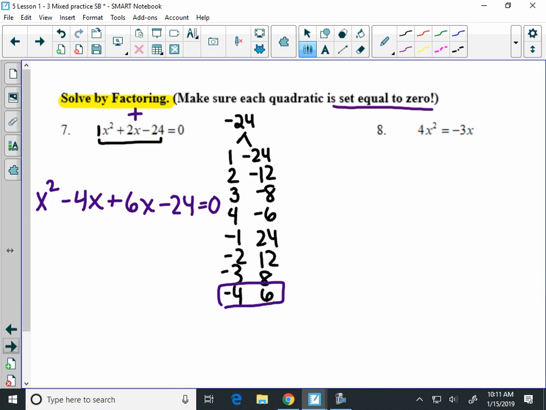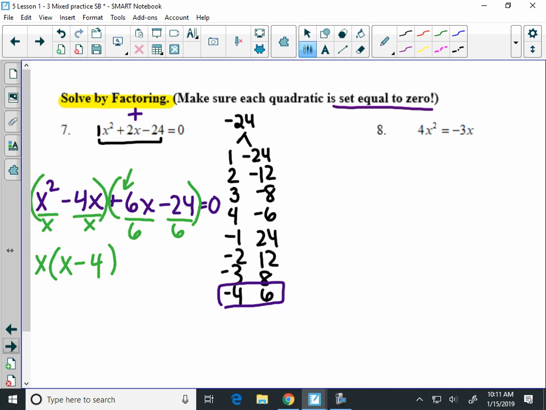From there, you do the method of grouping. So you put the first 2 terms in a group and the last 2 terms in a group. And from each group, you look for the GCF. x squared and negative 4x both have an x in common. So you pull an x out in front, and you'll be left with x minus 4. The next group has a positive 6, so I'm going to divide a positive 6 out.